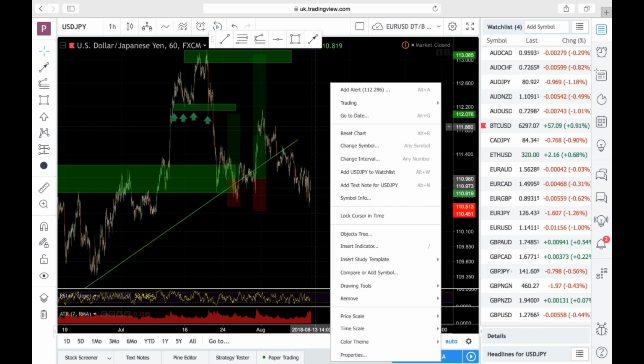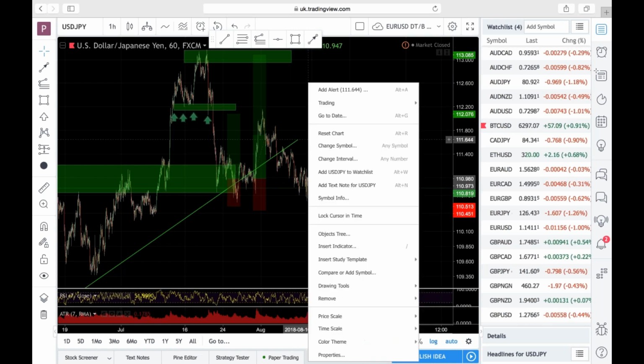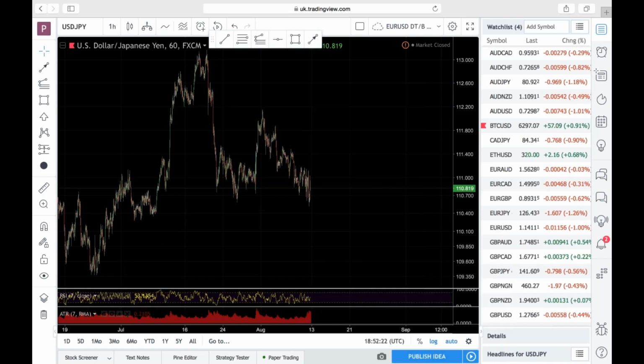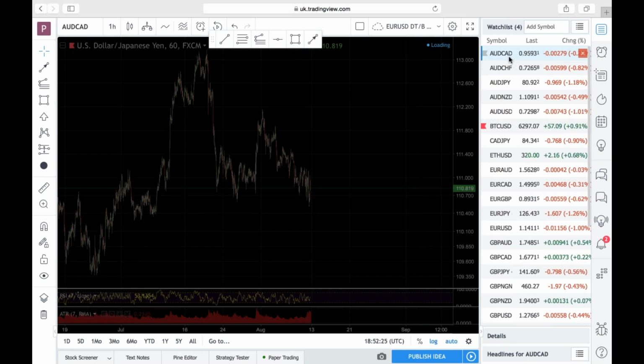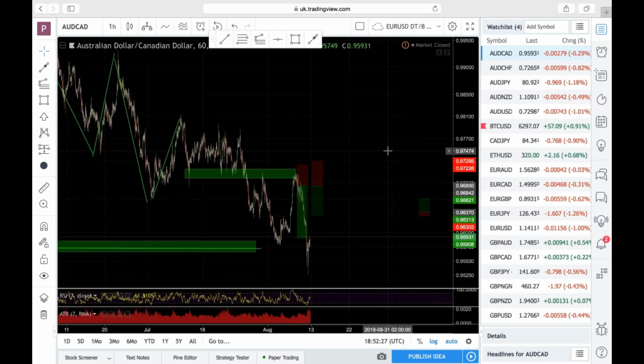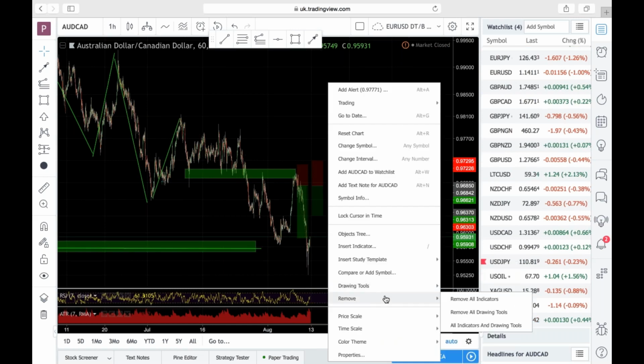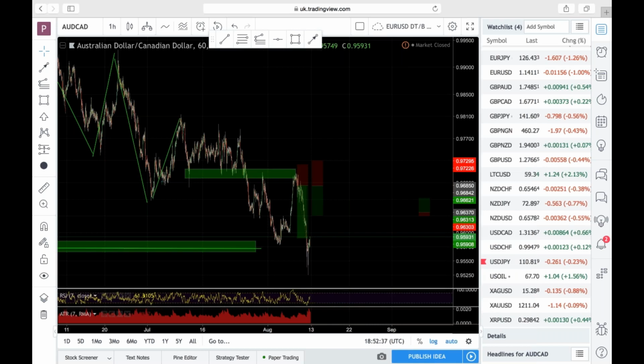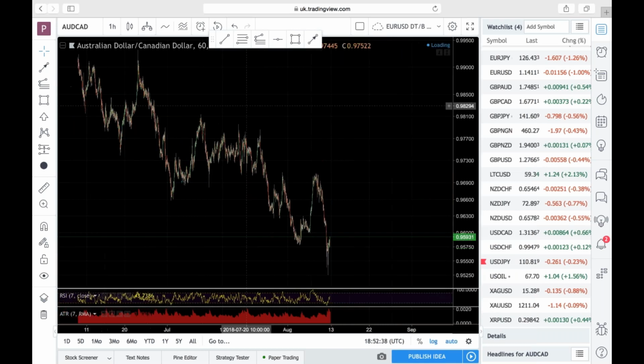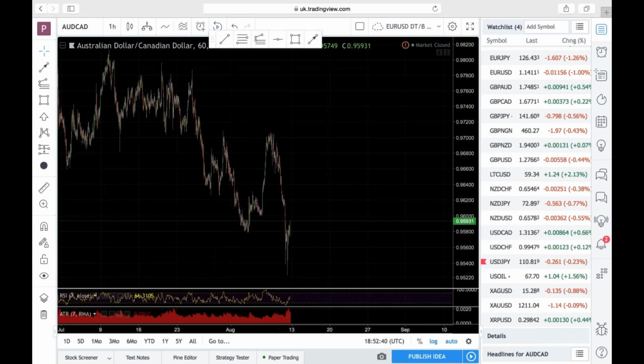Just going to clean this up a bit. Let's take this off. So now we're done with these trades. You right click and you clean up the chart because we don't need this anymore. We are all done with that.